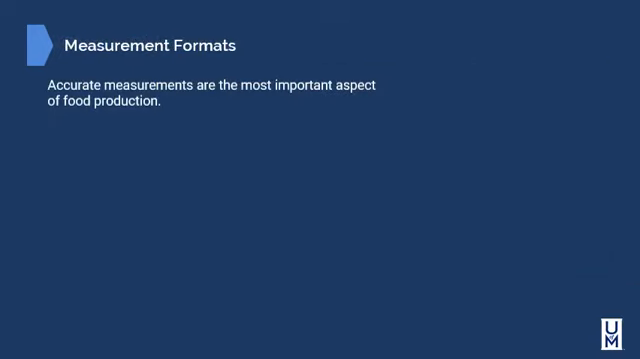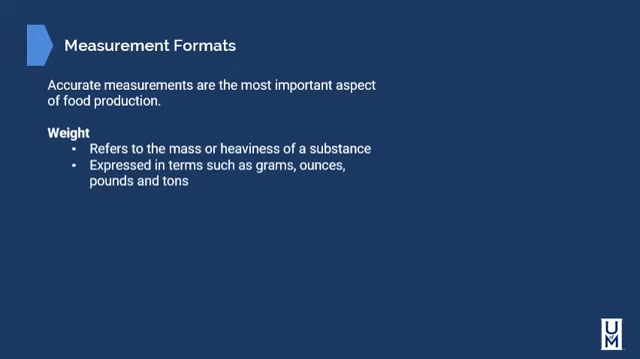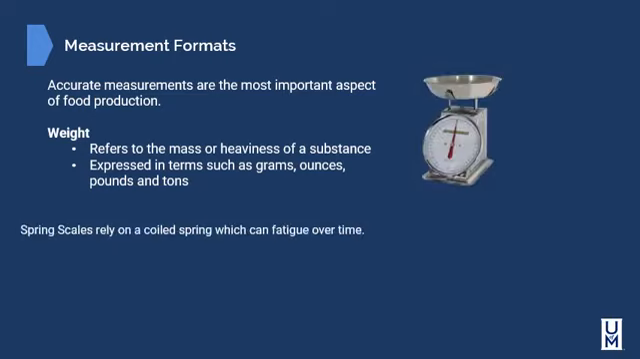Accurate measurements are the most important aspect of food production. Let's look at some of those units of measurement. Weight. Weight refers to the mass or heaviness of a substance. It's expressed in terms such as grams, ounces, pounds, and tons.